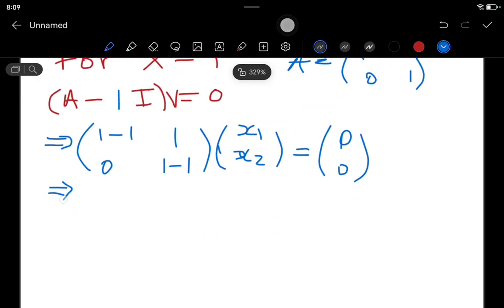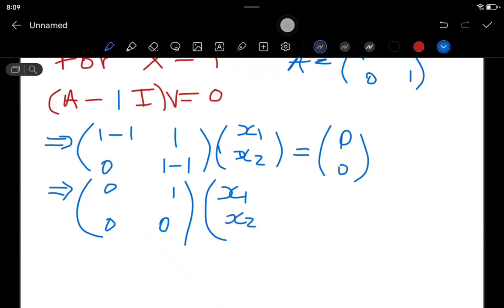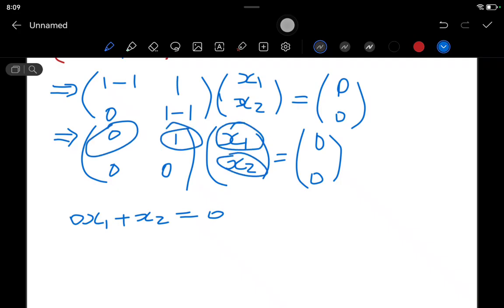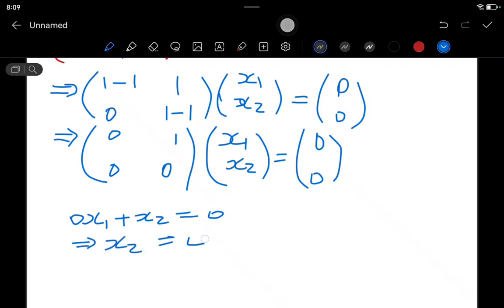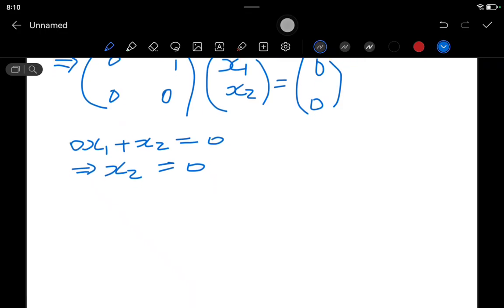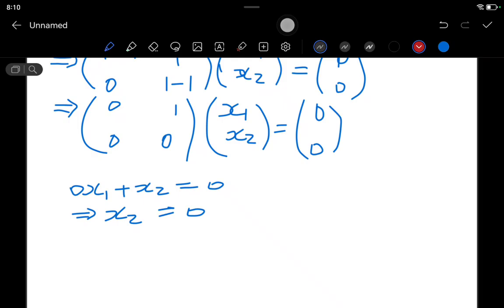So this will be 0, 1, 0, 0, times x1, x2. Now we're only going to look at this, right? It's 0, x1 plus x2 equals 0. So if I do multiplication there, then I add them, I equate them to this 0, I'm getting that. So this tells us that x2 is equal to 0, right? Now, since x2 is equal to 0, x1 we don't know what it is because it's a free variable, so we're just going to let it be t.